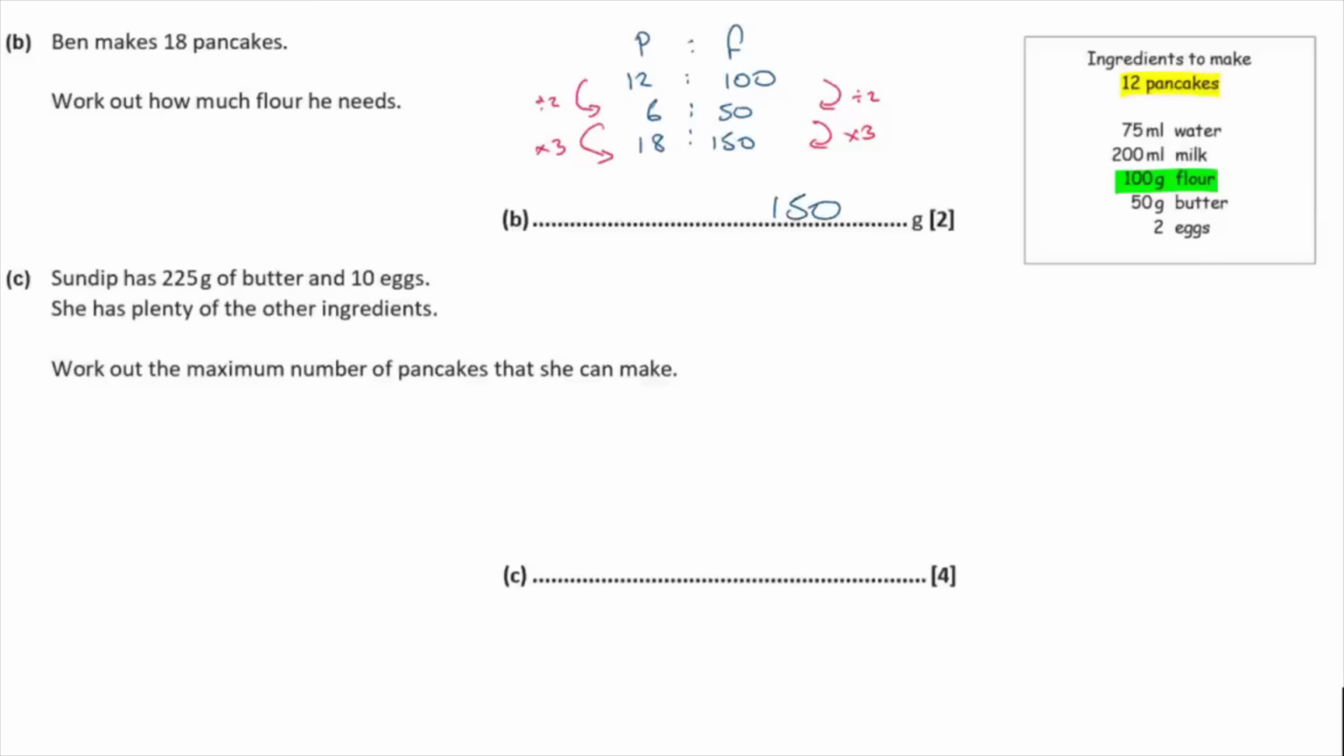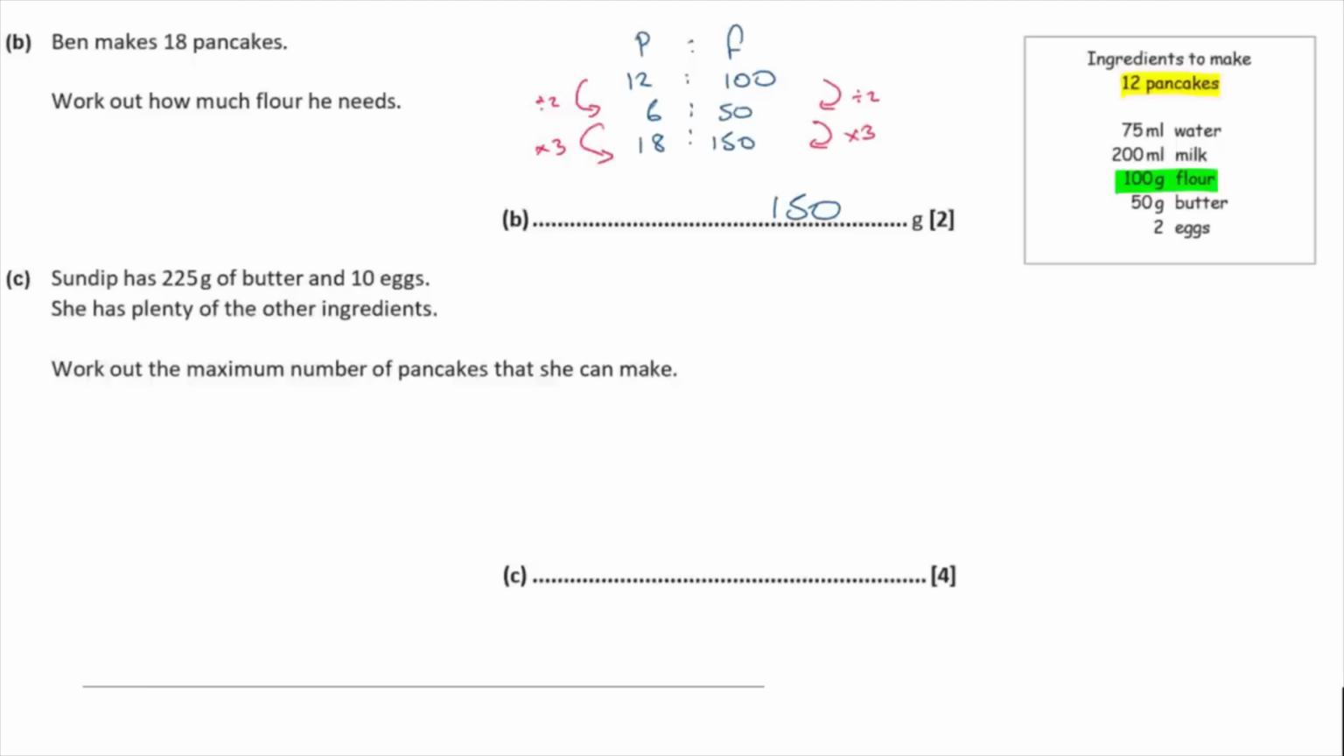Okay, then Sandip has 225 grams of butter and 10 eggs. She has plenty of the other ingredients. Work out the maximum number of pancakes that she can make. So which one is going to be the limiting factor? Is she going to be more limited by the amount of butter, or is she going to be more limited by the amount of eggs?